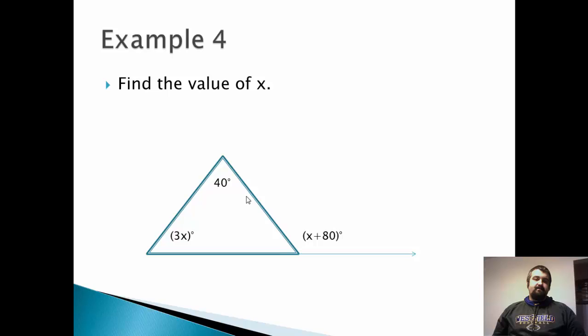Find the value of x. If I look, x plus 80 is the exterior angle. I'm given 2 interior angles. Go ahead, see what you would do here.